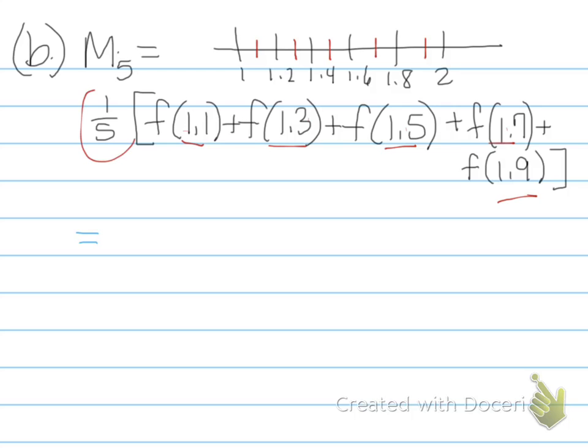I'm multiplying by delta x. It's just a plain old Riemann sum using the midpoints of the intervals. And again, it's the same f of x. So f of 1.1 is 1 over 1.1, 1 over 1.3, 1 over 1.5, etc., all the way through to the end. And the answer that you should get is about 0.691908.